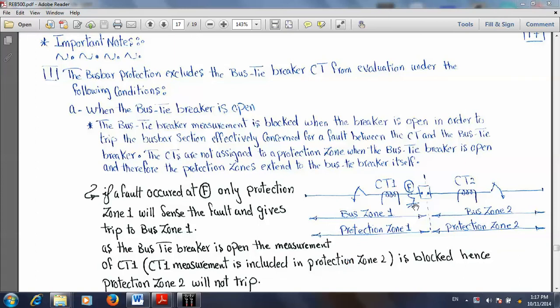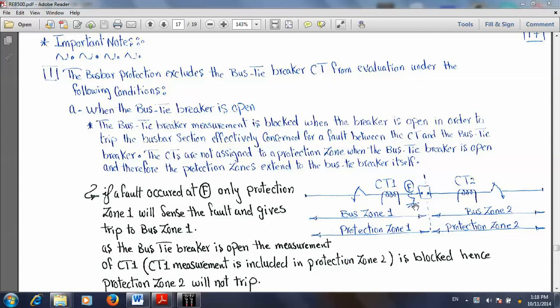Okay, now there are some important information regarding the bus coupler and the bus section. As we discussed before, for the CT of any feeder to be included in the measuring system, at least one of the two bus bar disconnectors must be closed, either Q1 or Q2.